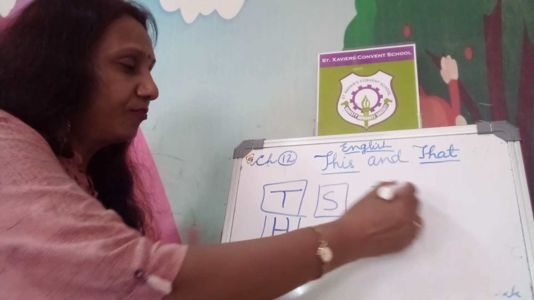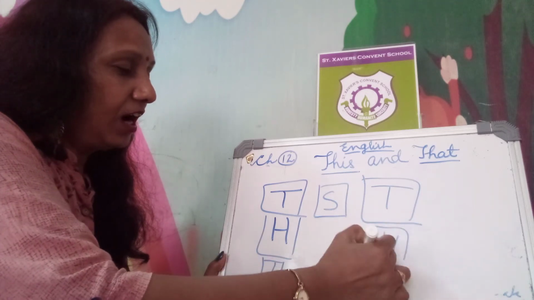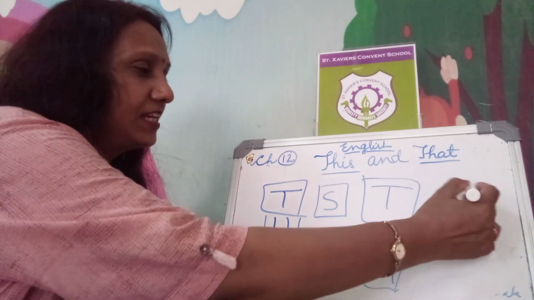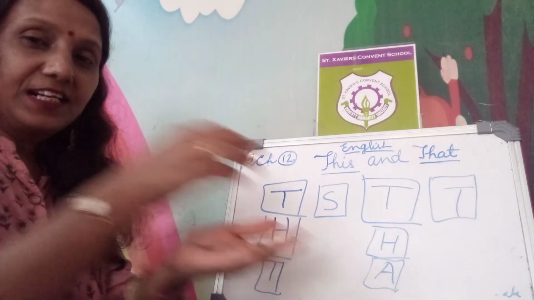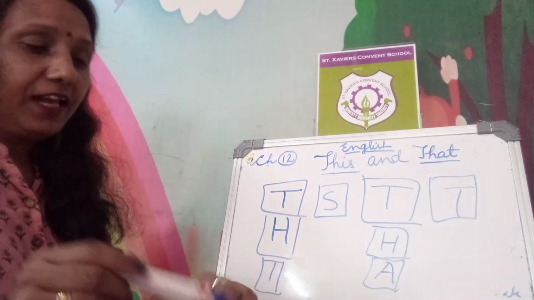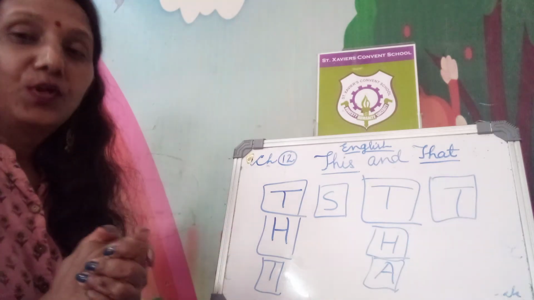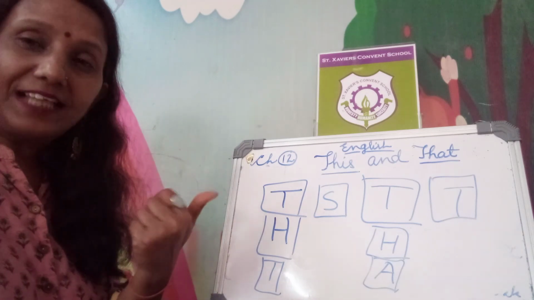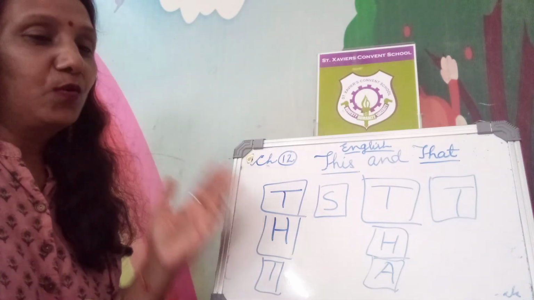Then make a card of T, card of H, card of A, card of T. It will be T, H, A, T, that. Make different cards and shuffle and play with any family member or any friend. What you have to do is make the spelling of this and that fast. Those who come first get the point. You and mama can give toffee or chocolate also. So this way you can learn.